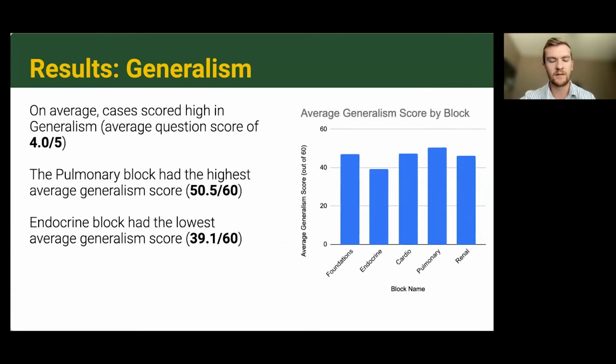Next slide, please. Then we just broke up the generalism scores by block. You can see the block that did the best was the pulmonary block, which scored about 50 out of 60 in generalism. The lowest score was for the endocrine block, which was about 39 out of 60 points. Next slide, please.